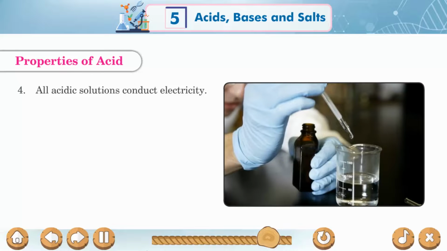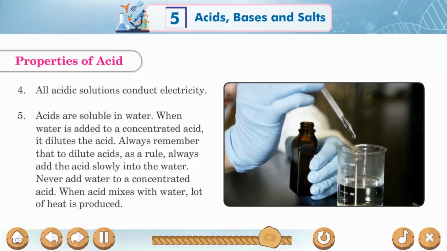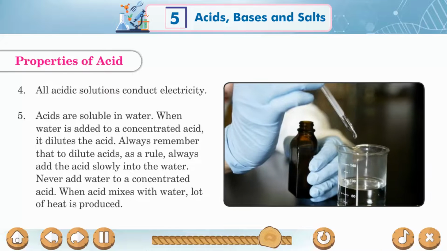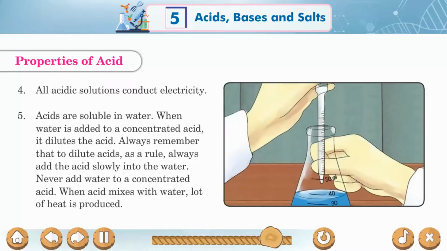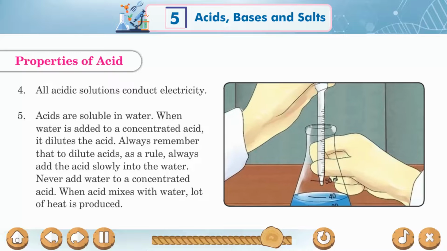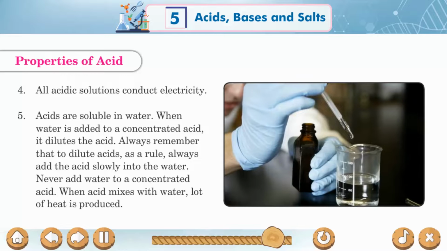4. All acidic solutions conduct electricity. 5. Acids are soluble in water. When water is added to a concentrated acid, it dilutes the acid. Always remember that to dilute acids, as a rule, always add the acid slowly into the water.